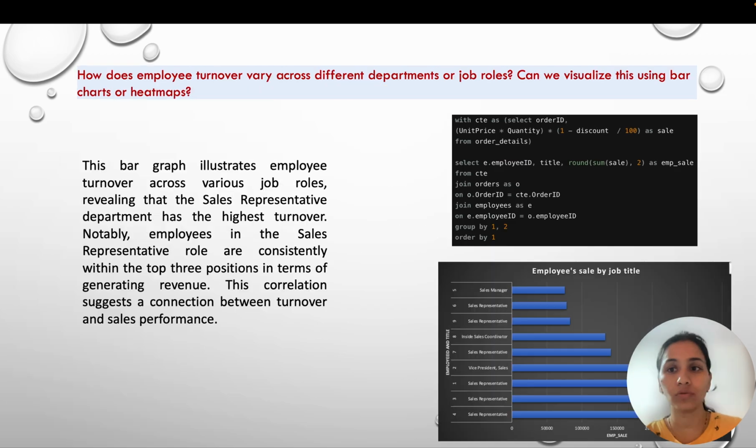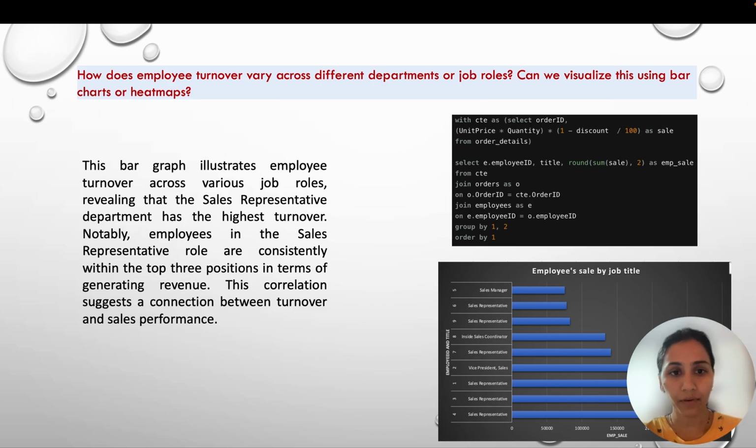Now moving on to the next question. How does employee turnover vary across different departments or different job roles? Can we visualize this using a bar chart or the heat map? So for this one, again I have created a CTE for revenue generation, and then for the data set I have taken the employee ID, the title of the employee, and the revenue.